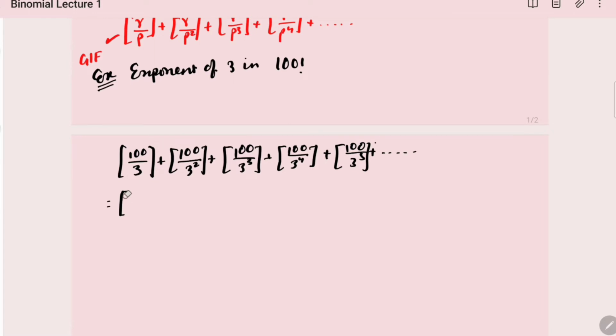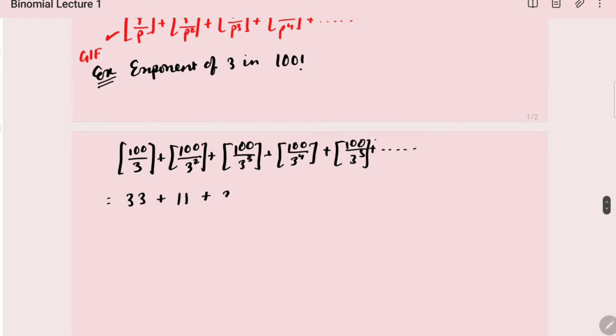So 100 by 3 is 33.333. So the greatest integer of 33.333 is 33. Then 100 divided by 9 is 11 point something, and the greatest integer function of 11 point something is 11. And 100 divided by 3 cubed is 100 divided by 27, which is 3 point something. The greatest integer function of 3 point something is simply equal to 3. Then 100 divided by 3 to the power 4 is actually 1 point something, and the greatest integer function of 1 point something is 1.